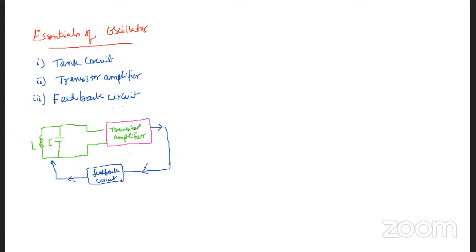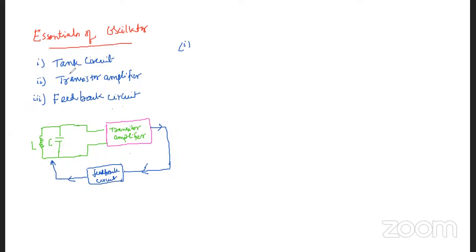Okay. So if you observe this block diagram, these are the essentials of an oscillator, which consists of three different things: a transistor amplifier, a feedback circuit, and a tank circuit. This tank circuit depends upon the type of oscillator. Here we have shown the case of L and C. Now let's see what a tank circuit is.